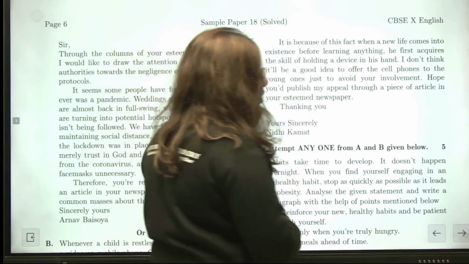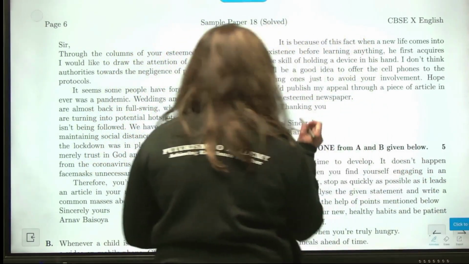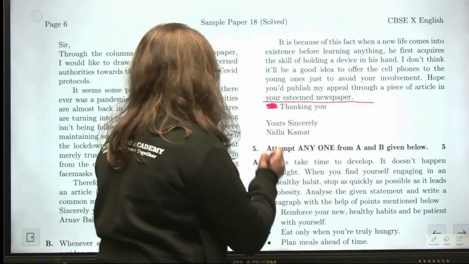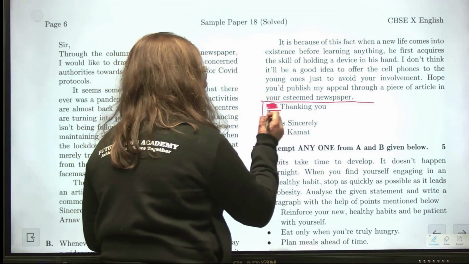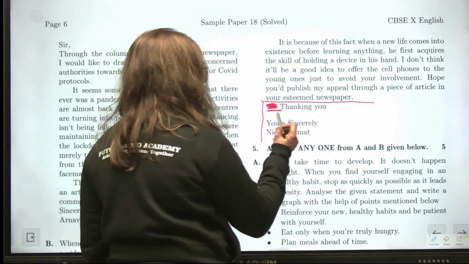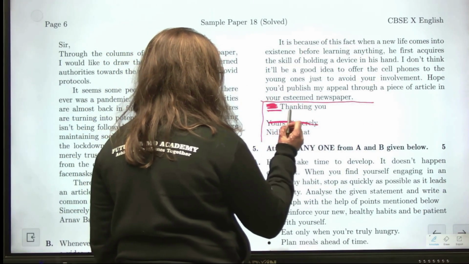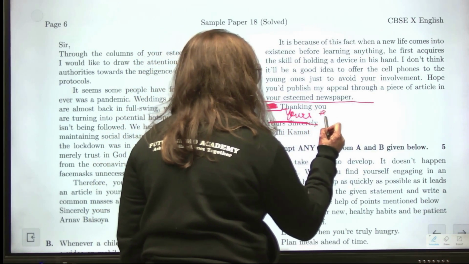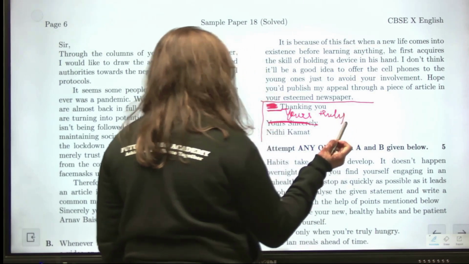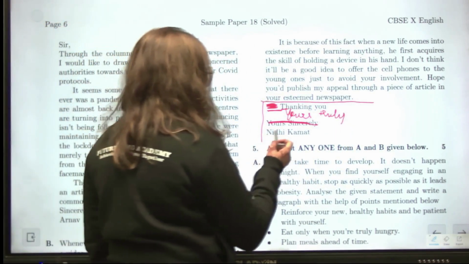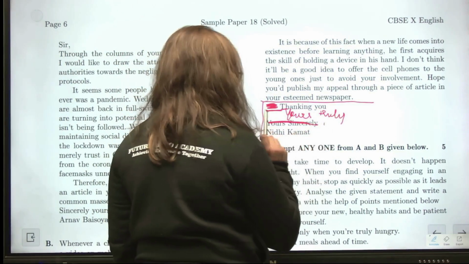Okay, then after that, here the mistake is you have to leave a line. You have to write Thanking you. ये space नहीं छोड़नी है आपने. ठीक है, यहीं से आपने Thanking you शुरू करना है. फिर again you don't have to leave a line. Yours sincerely नहीं आएगा, Yours truly लिखोगे. ठीक है, sincerely भी गलत नहीं है, asking you to write Yours truly क्योंकि spelling की tension नहीं रहेगी. उसके बाद Nidhi Kamat. ठीक है, without leaving a line.